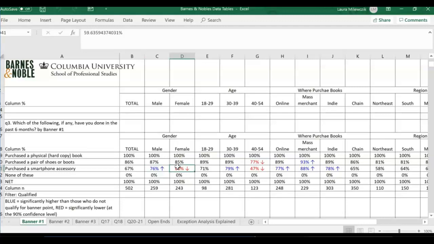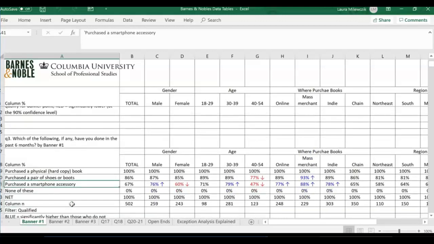So if we are writing the results of this question for a report for a client, what we would say is, in general, 67% of our consumers purchased a smartphone accessory. However, males were more likely than females to purchase a smartphone accessory in the past 6 months.